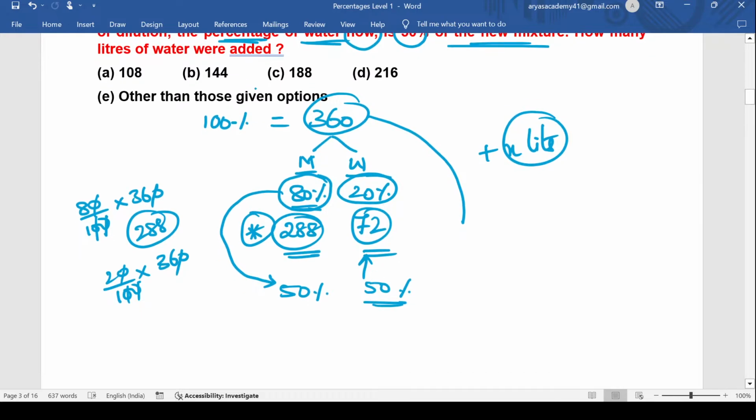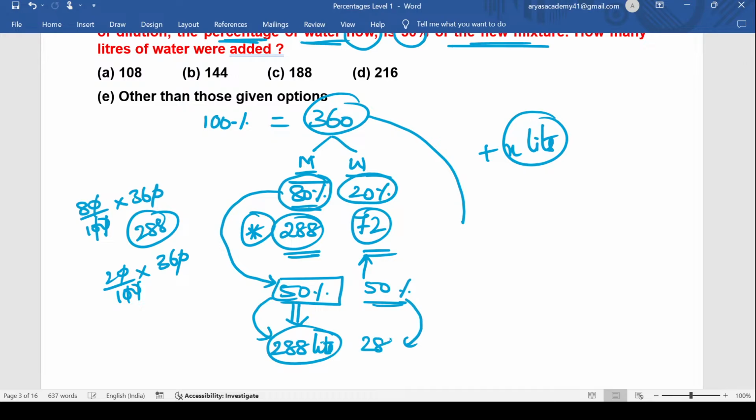Now, how to find it out? It is very clear. I have very clearly stated that as there is no change in the quantity of milk, it will be 288 liters only. But earlier 288 liters was how much percent? 80%. But now the same 288 liters is not 80%, but instead it is actually 50%. If 50% is 288, then this 50% also has to be how much? Same, 288 only. If this 50% is 288, this 50% also has to be the same, right? 288 liters. So now you can easily find out what is the value of X, the amount of water added. The new amount of water is 288 liters.